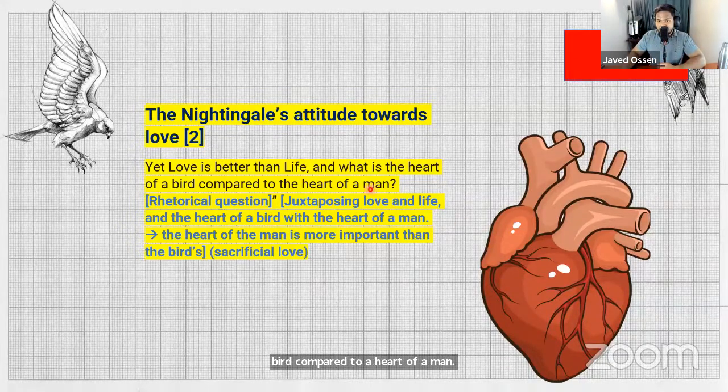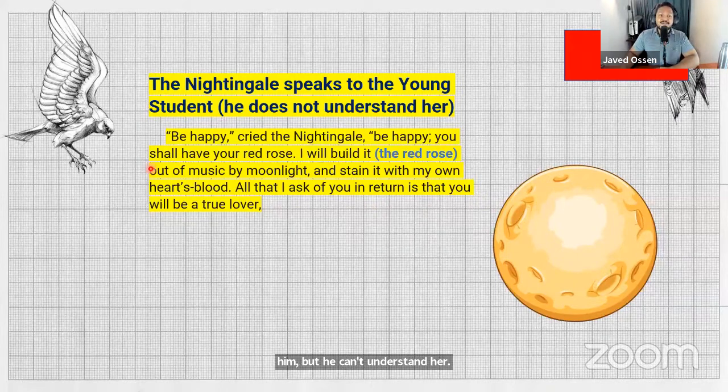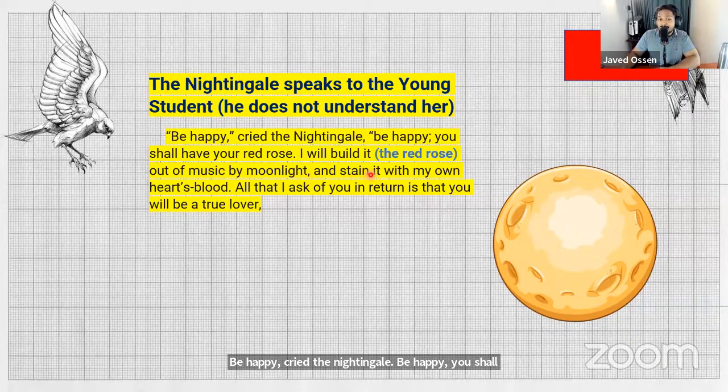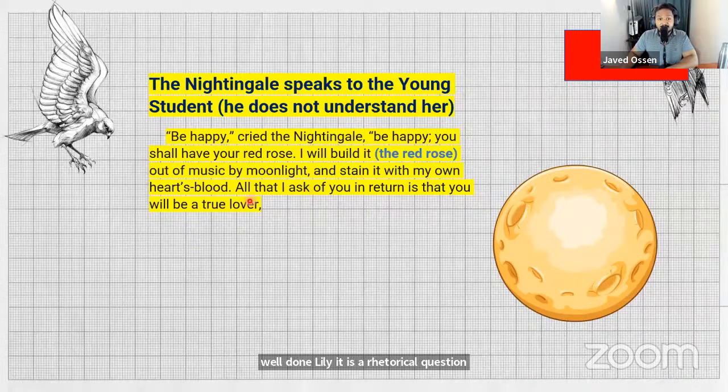And there's another technique here. What do you call this? A rhetorical question. The nightingale goes to the young student and talks with him, but he can't understand her. "Be happy," cried the nightingale. "Be happy. You shall have your red rose. I will build it out of music by moonlight and stain it with my own heart's blood. All that I ask of you in return is that you will be a true lover." So in the end, will the young student... well done, Lily, it is a rhetorical question. Hamna, you're right. "What is a heart of a bird compared to a heart of a man?" is a good example for a rhetorical question.